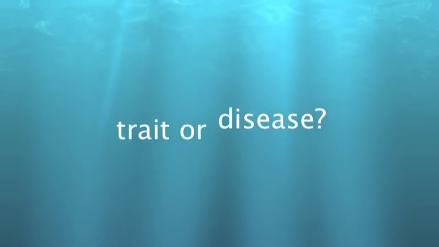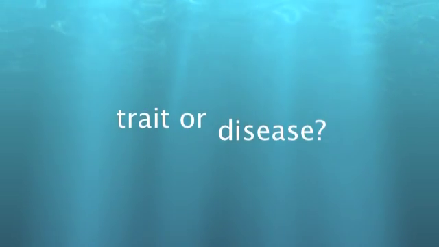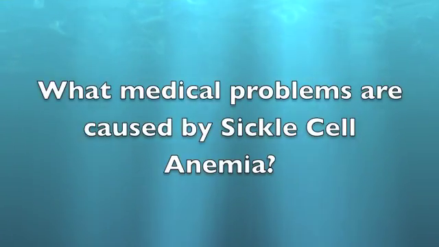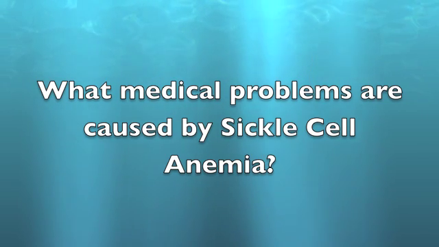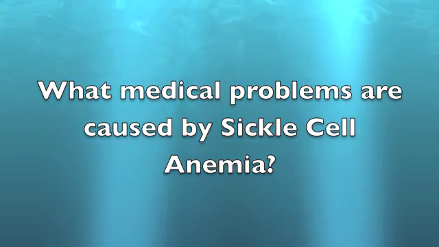If you have sickle cell trait, you have inherited the gene for sickle cell disease. Medical problems caused by sickle cell include blood clots, stroke, and the blockage of blood flow caused by the sickled cells, and that causes damage to most organs including the lungs, spleen, kidneys, and liver.